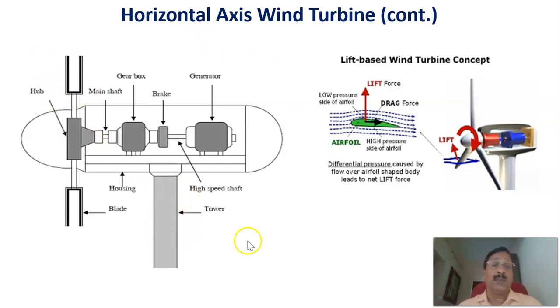Therefore, this is a pictorial representation of a horizontal axis wind turbine. The axis is horizontal here. This is the tower, and this axis is horizontal. That is why it is called a horizontal axis wind turbine. And in that one, the rotation is because of the lift force that is developed.